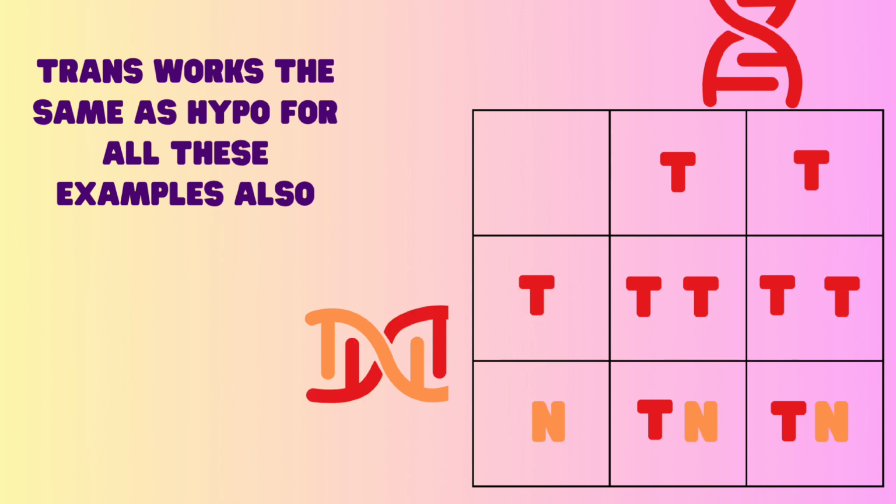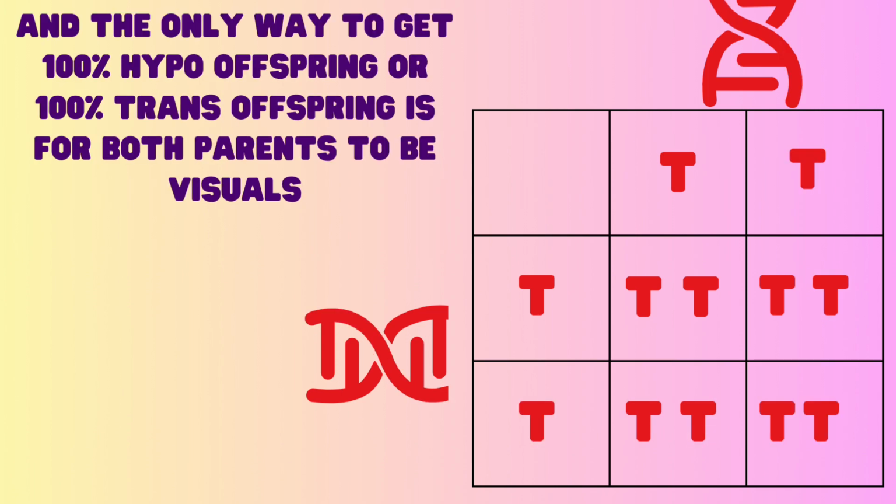You'll see no matter the pairing, it all functions the same way as the hypo gene did. The only way to get 100% hypo or 100% trans offspring is for both parents to be that trait. So that means when you breed a hypo to a hypo, 100% of the babies are hypo. If you breed trans to trans, 100% of the babies are trans.